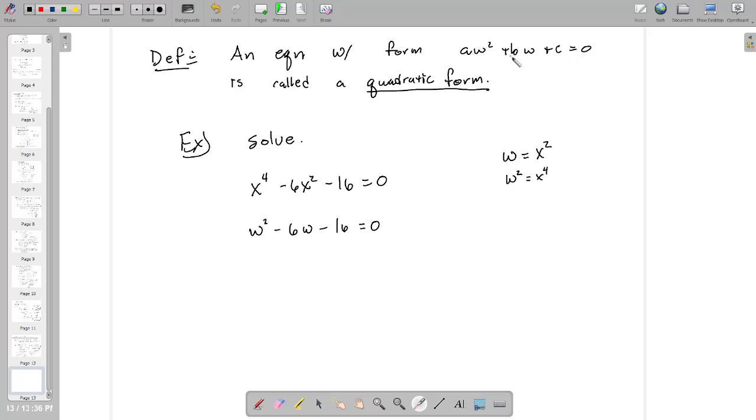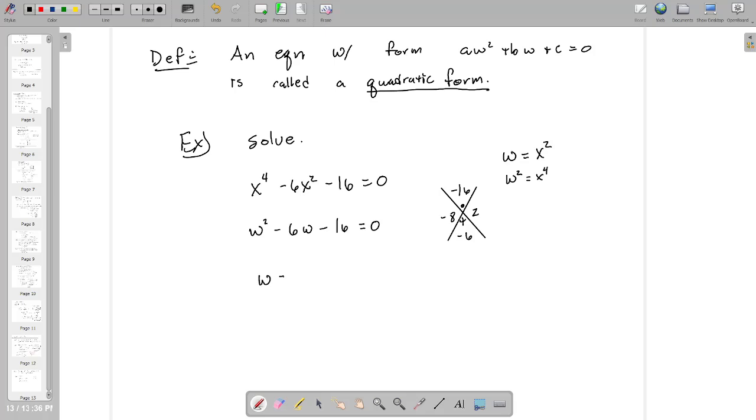We have the aw squared plus bw plus c is equal to 0. Then we would solve this just like we would solve any other quadratic. So we can either factor, or we can use the quadratic formula, or we can complete the square. Those are the three methods that we know so far. So let's go ahead and factor. We're looking for two numbers that multiply to -16 and add to -6. And that's going to be -8 and +2. Then we can go straight to the end because we have an a of 1.